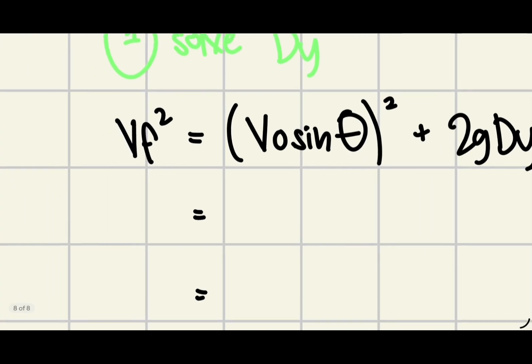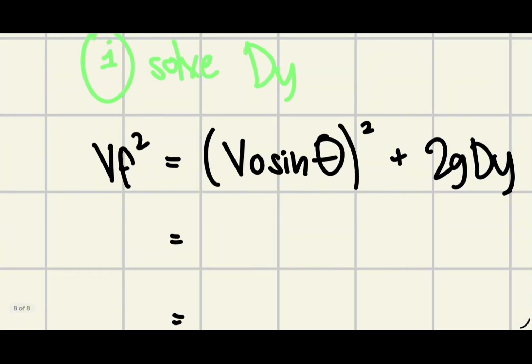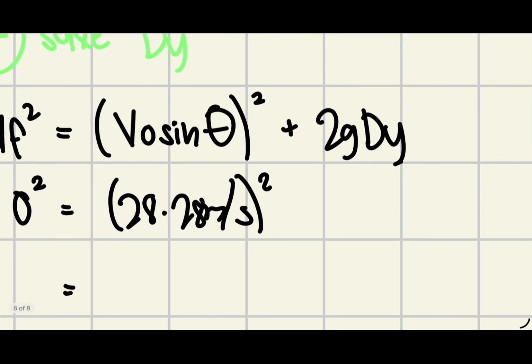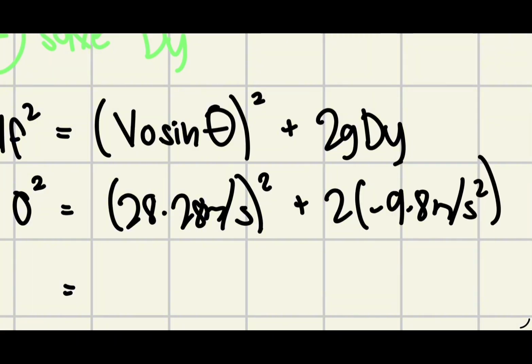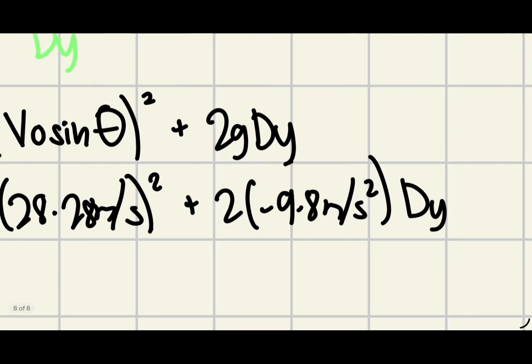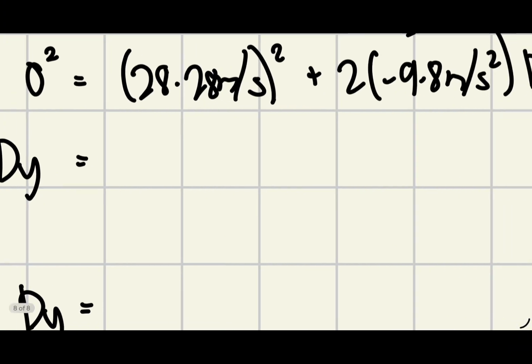So again, for solving d of y, we are trying to solve for the angle of projection going up. When it reaches its peak height, our final velocity is just 0. Keeping that in mind, we substitute our values: 0 squared is equal to 28.28 meters per second squared plus 2 multiplied by negative 9.8 meters per second squared, which is our gravitational acceleration, and then multiplied by d of y.